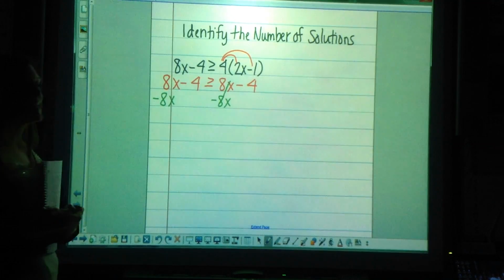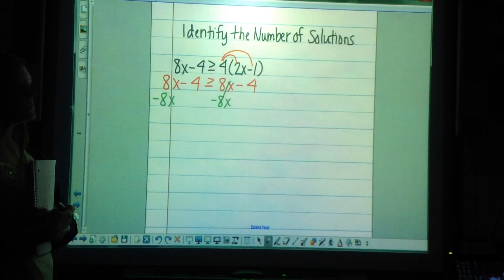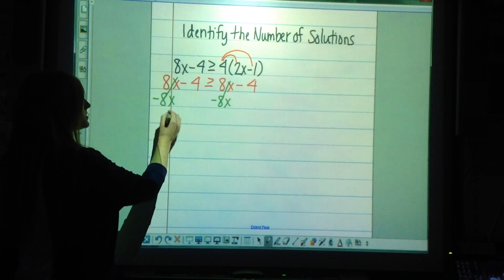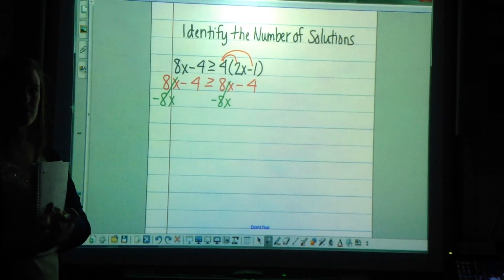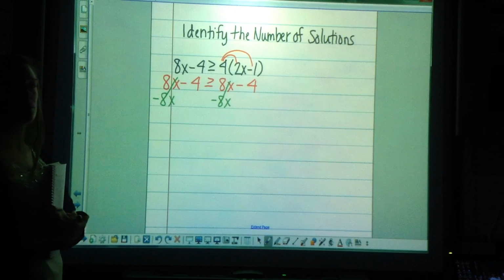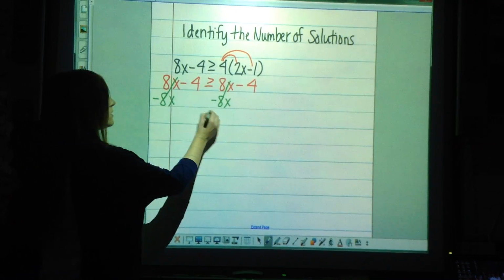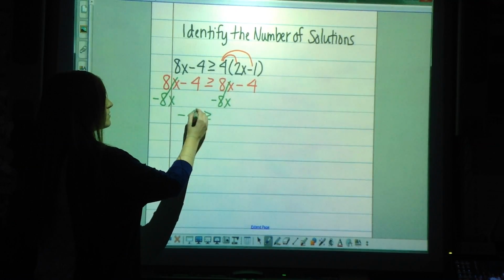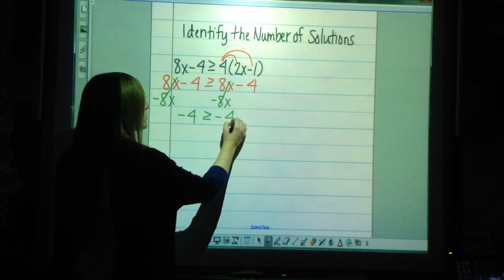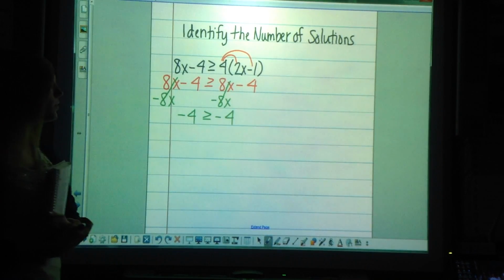But when I do that, they cancel out. 8x minus 8x, they're gone. I could put 0x here, but 0 times x is 0. There are no x's, so I'm not even going to bother to put it down. On the left side of the inequality, I have a negative 4. On the right side of the inequality, I also have a negative 4.